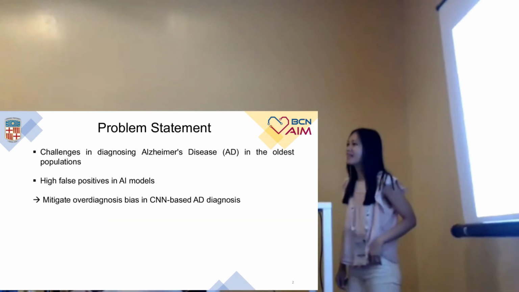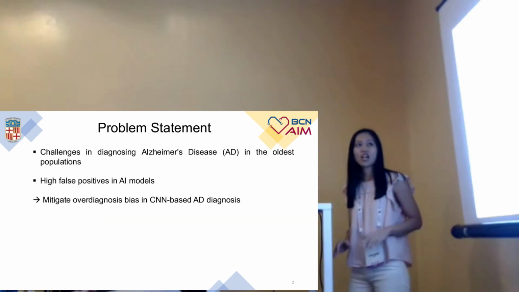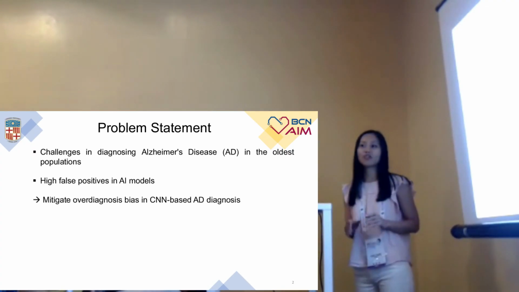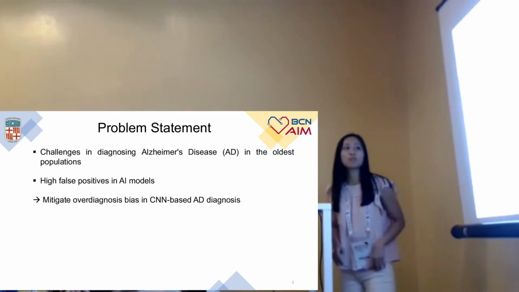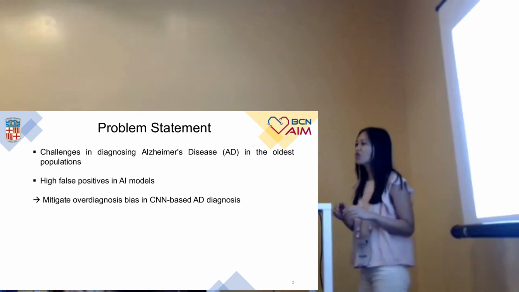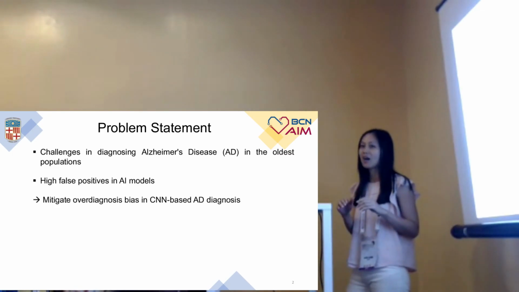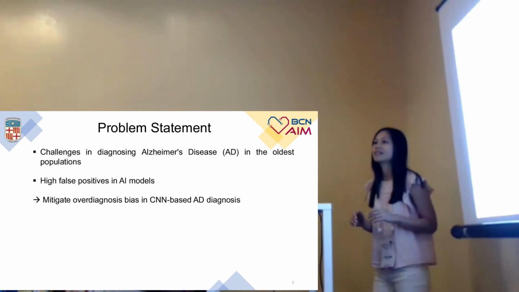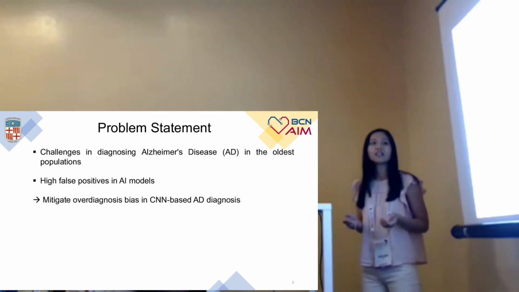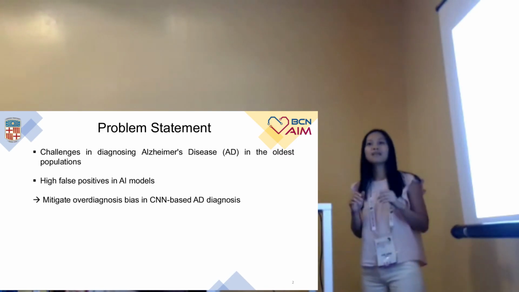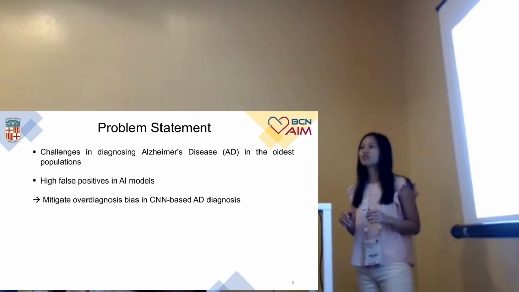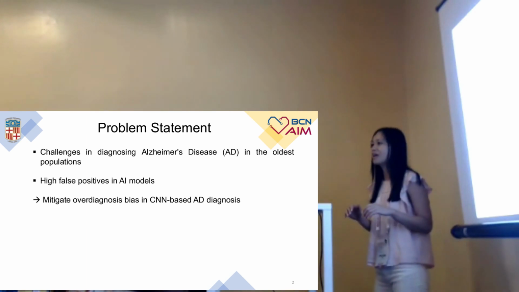Diagnosing Alzheimer's disease in the older population is quite challenging due to overlapping symptoms with normal chronic aging, leading to a high false positive rate in models, also known as overdiagnosis. This increases radiological load and healthcare costs for patients. So our study aims to mitigate this overdiagnosis in CNN-based models to improve their fairness and reliability.